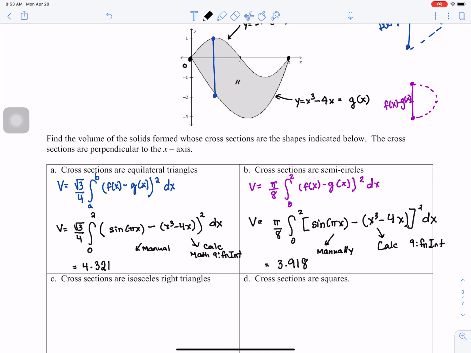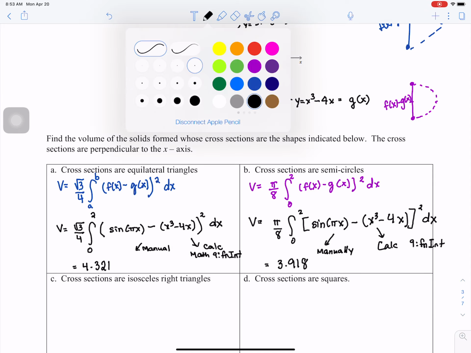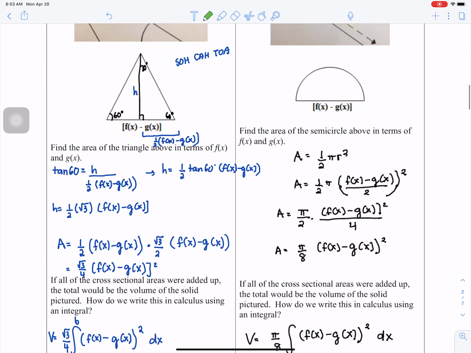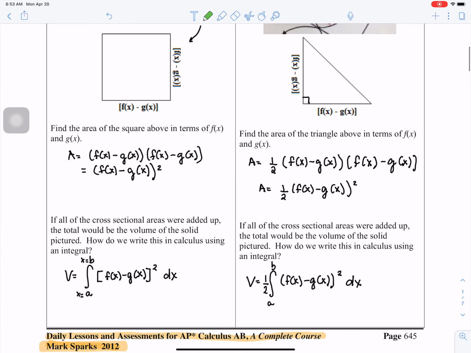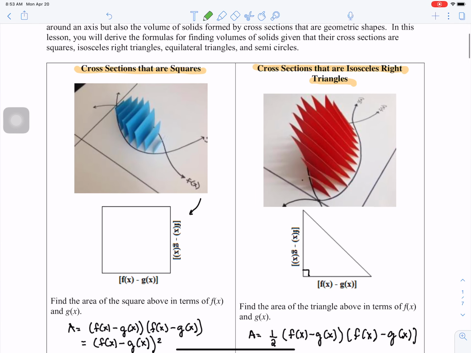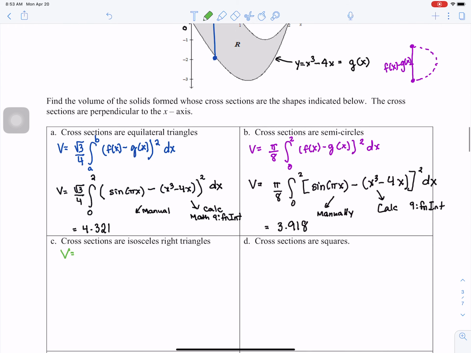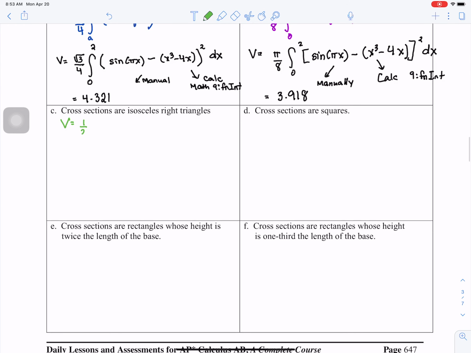Now, if my cross sections are isosceles right triangles, we would need to use that reference derivation that we got above, which was this top right here. It's 1/2 the integral from a to b of function f of x minus g of x. So we go 1/2 integral from a to b f of x minus g of x dx. So my volume would be 1/2.